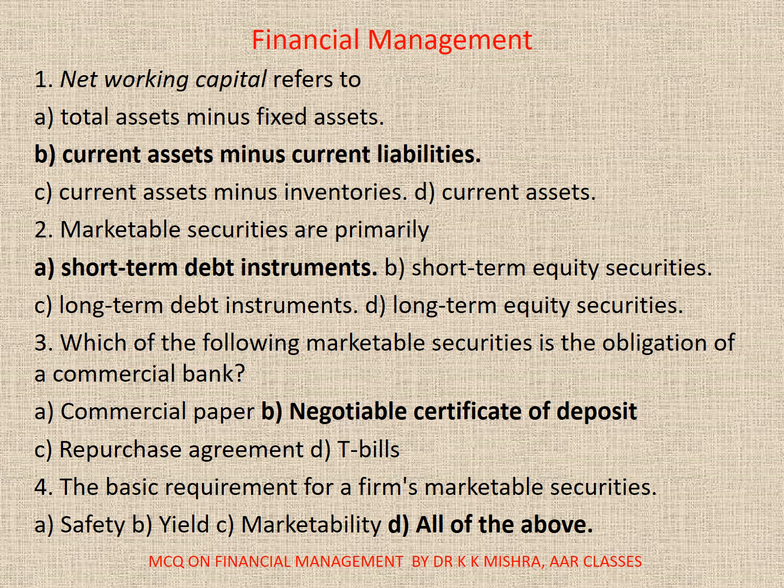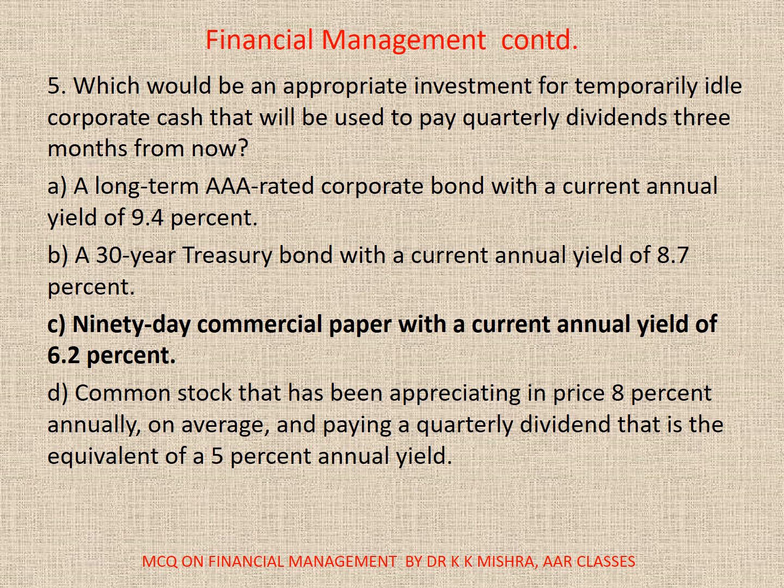4. The basic requirement for a firm's marketable securities: A. Safety, B. Yield, C. Marketability, D. All of the above. Correct option is D. All of the above.